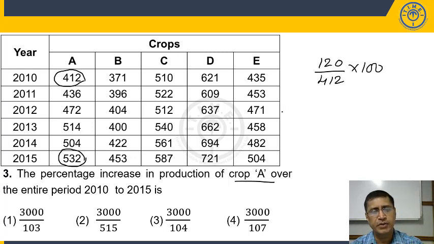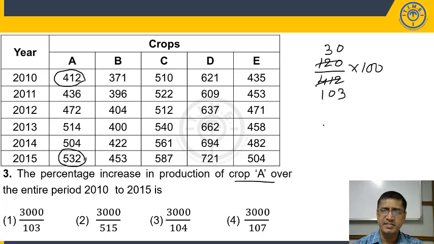Percentage increase means difference by initial value into 100. Now simplify this. What is the cancellation? Now we can cancel with 3. Sorry, 4, we can cancel with 4. How many times? 3 times. 30. Here 103 times. What is the result? 3000 by 103. The right choice, option number 1. First choice is the right answer.